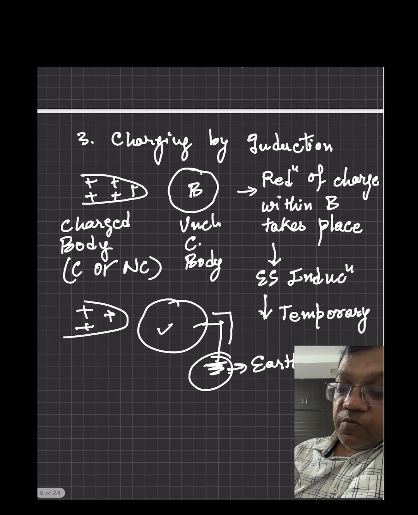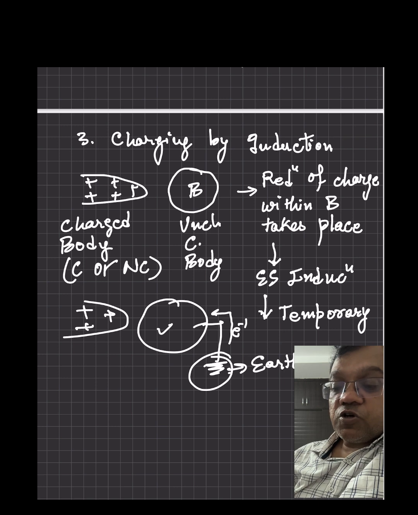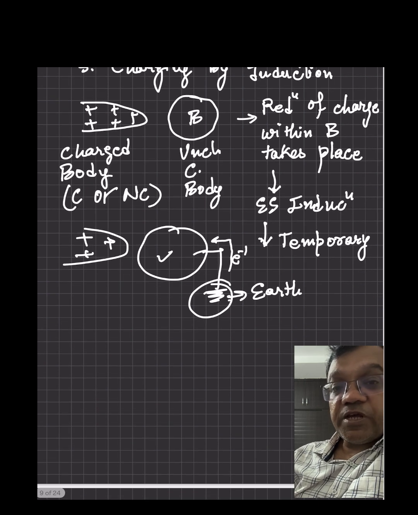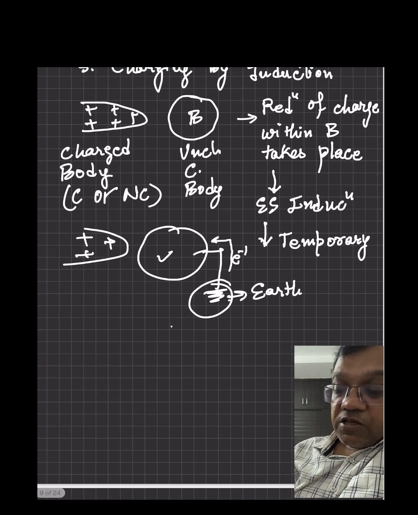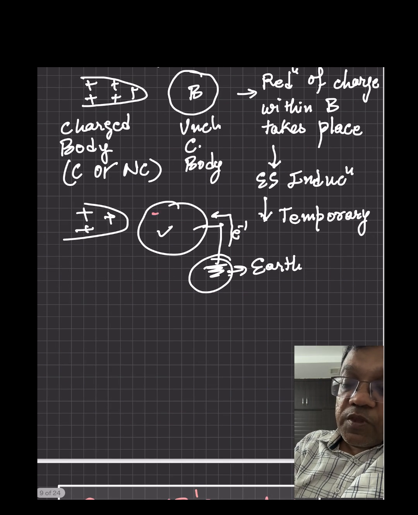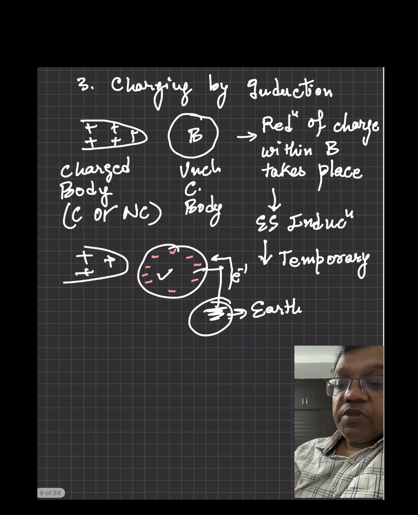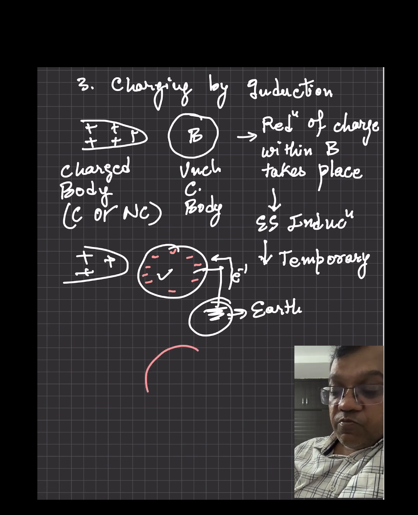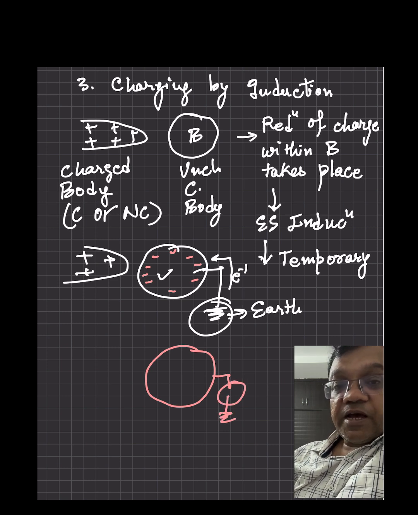So in this particular example, you will understand slowly. Electrons will flow from the ground to the conductor B. As a result, B acquires some negative charge this way. Because of this negative charge, after that what will happen? We'll remove this earthing part. This particular connection has been removed.